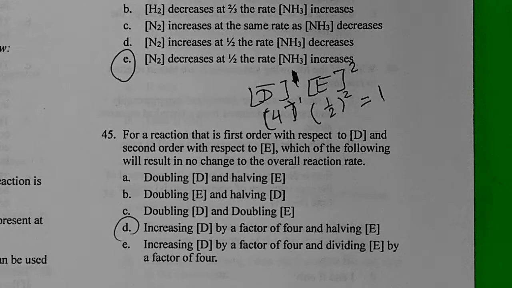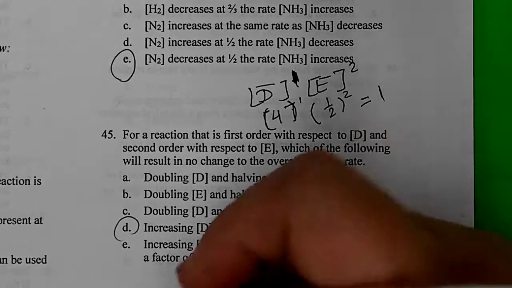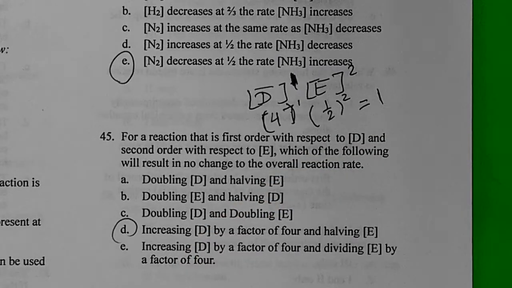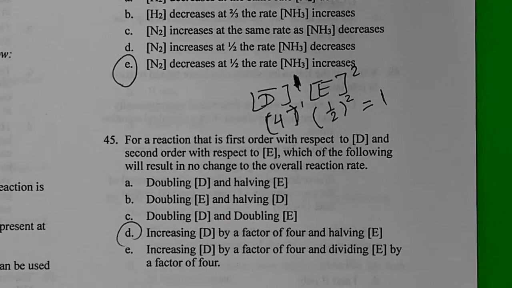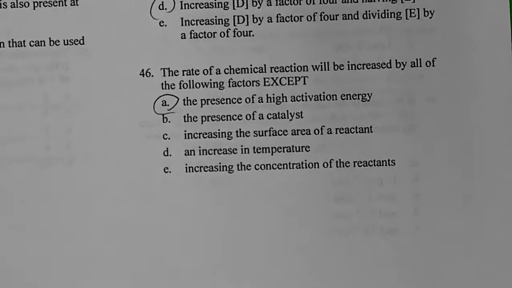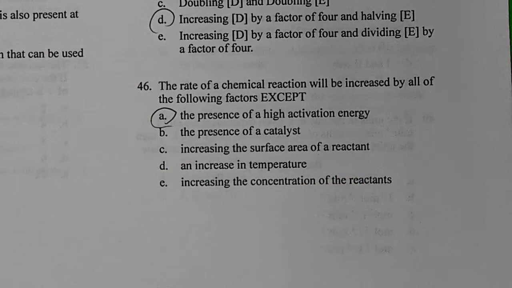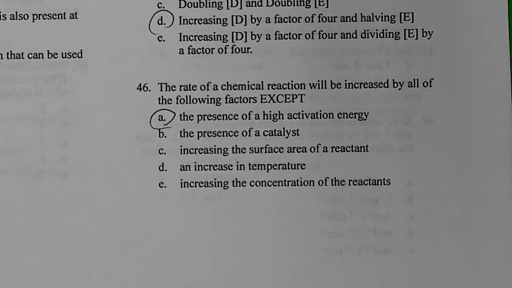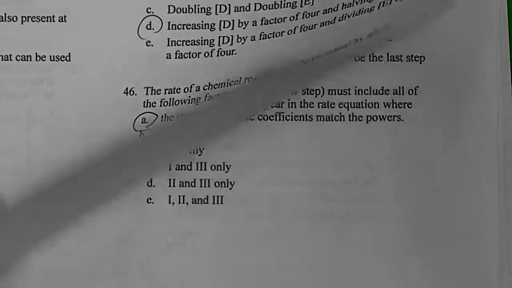Okay, 46 is A. Yeah, we got it. Chemical reaction rates increase, except if the activation energy is higher, that's the one that's gonna go down, right? Activation energy is what makes the reaction go slow.